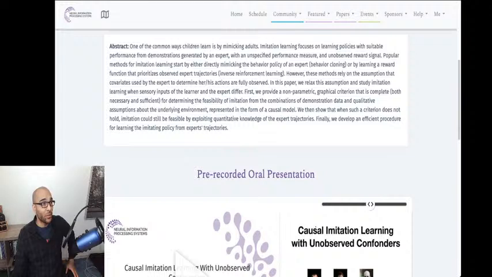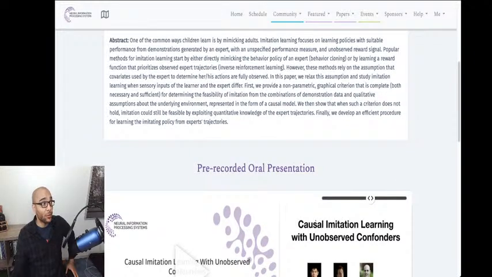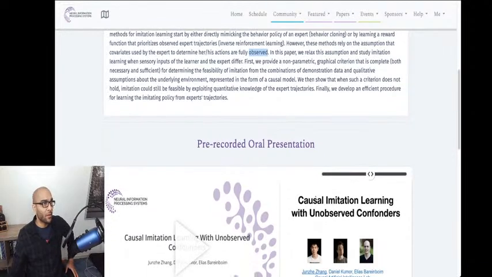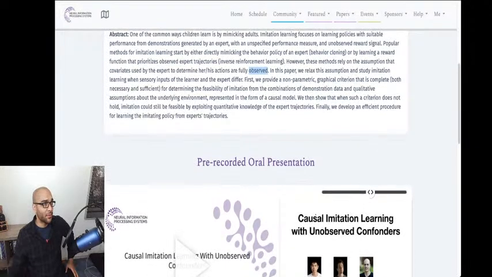However, these methods rely on the assumption that covariates used by the expert to determine his or her actions are fully observed. So in other words, that we don't have any kind of unobserved confounders that are possibly affecting both the actions and the rewards of that expert. I wonder, fully observed by whom? Is it the observer or the expert?